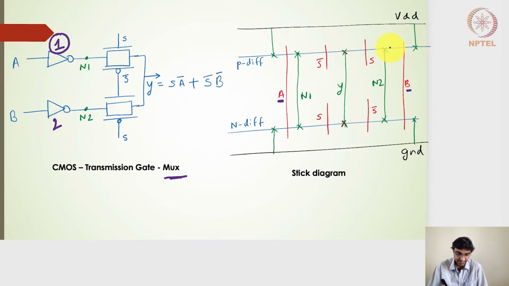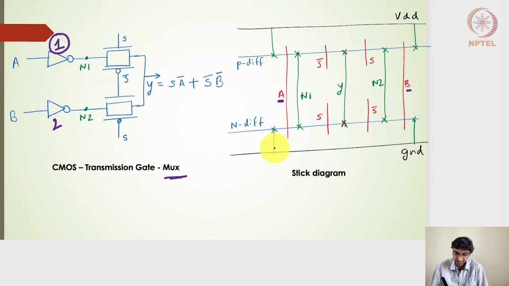In this stick diagram, A is given to the polysilicon gate, and on either side I will have the diffusions, one diffusion on the PMOS side. If I consider the PMOS diffusions and NMOS diffusions, I will have the polysilicon gate, and on either side the diffusions, drain and source. The source of the PMOS transistor is connected to the VDD.